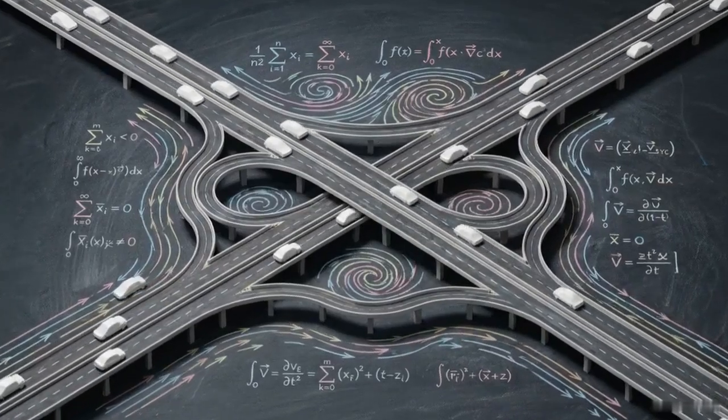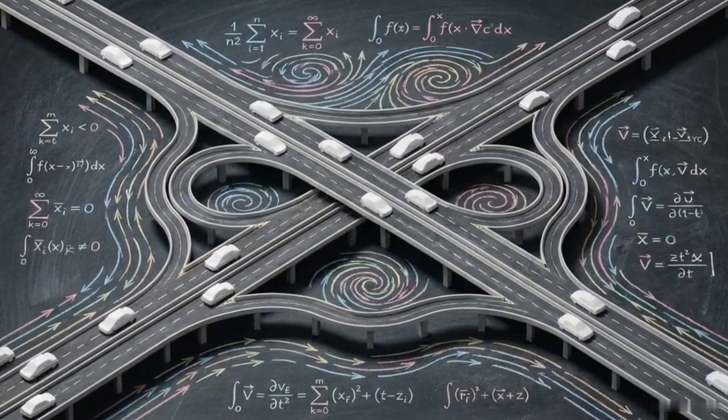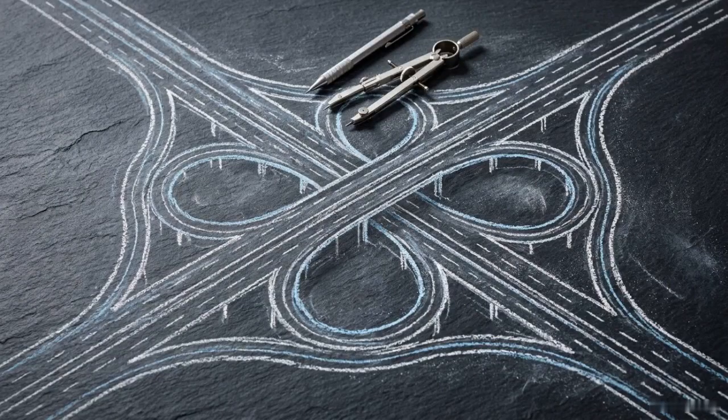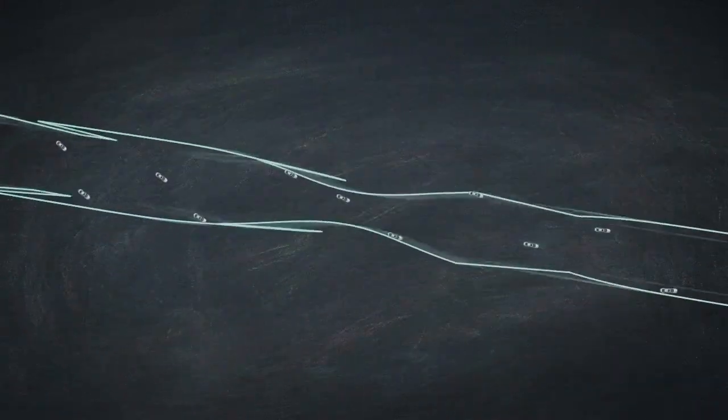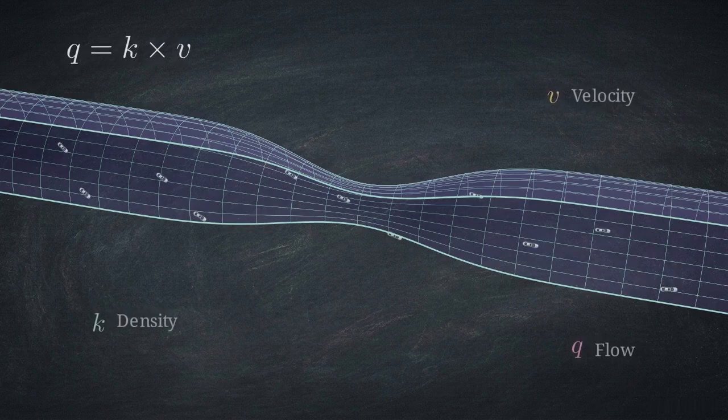To most drivers, a highway interchange feels like pure chaos. Millions of independent actors making unpredictable decisions in real time. But for a civil engineer, that chaos is predictable. A highway functions as a pipeline, where vehicle flow is governed by the same mathematical laws as any other fluid dynamic.